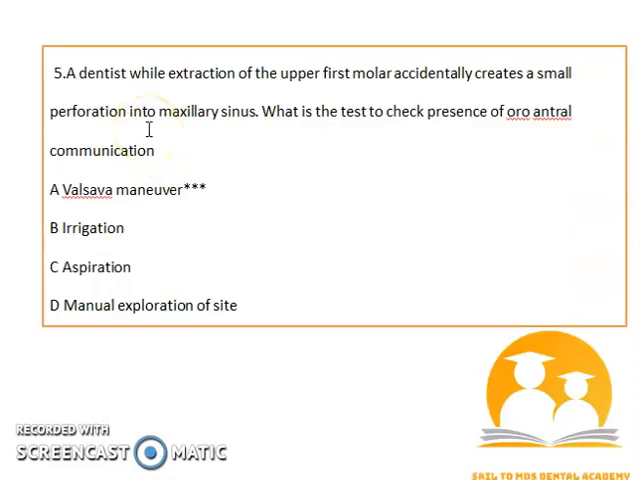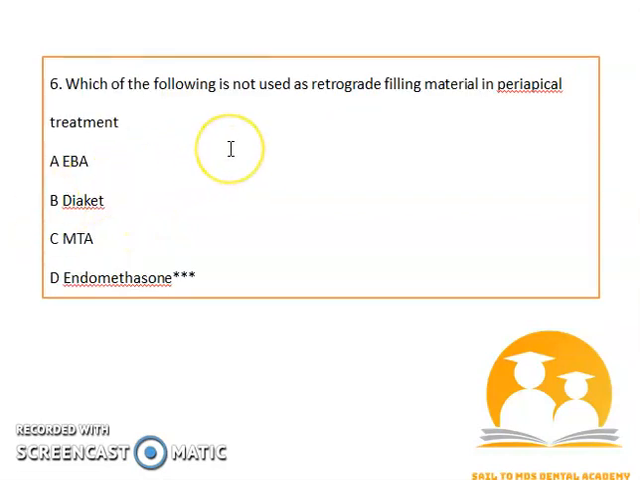A dentist, while extracting the upper first molar, accidentally creates a small perforation into the maxillary sinus. What is the test to check the presence of oroantral communication? It is the Valsalva maneuver. Then the sixth question: which material is not used as retrograde filling in periapical therapy? Remember, the ideal material is MTA. And which material cannot be used? That is Endomethasone.